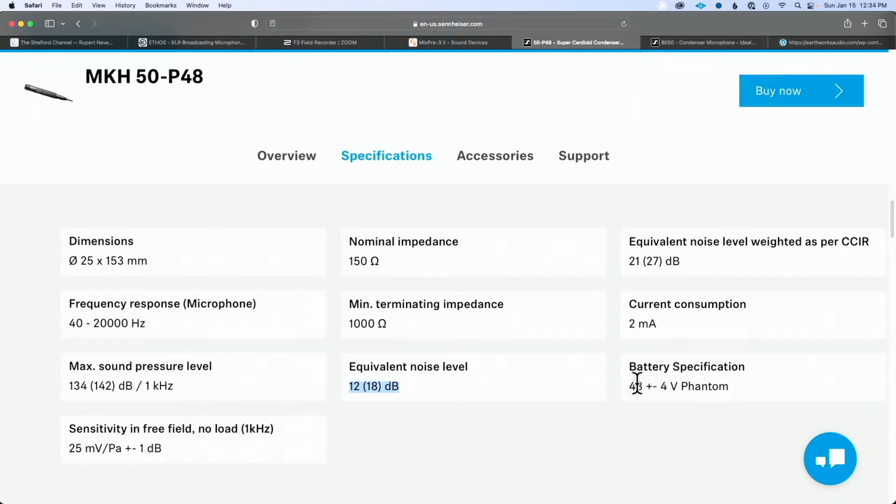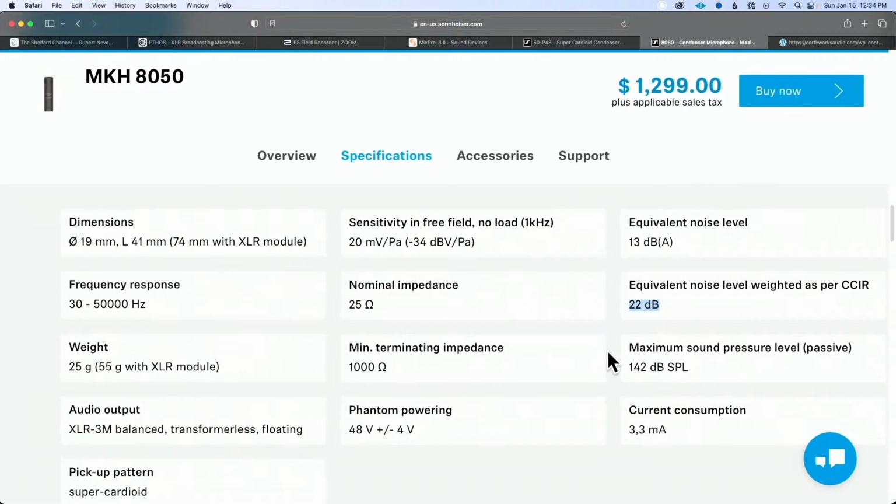The 50 can run on 48 volts of phantom power, and the 8050 is the same, actually, 48 volts. They both require the full 48 volts. So there's just a way to compare those, but just comparing these specifications, I couldn't really say, oh, you know what, I think that the 50 or the 8050 is going to be better for me. There's just no real way to tell that.